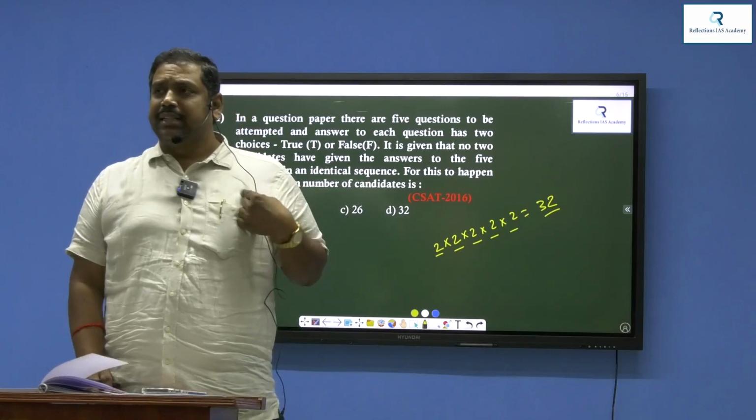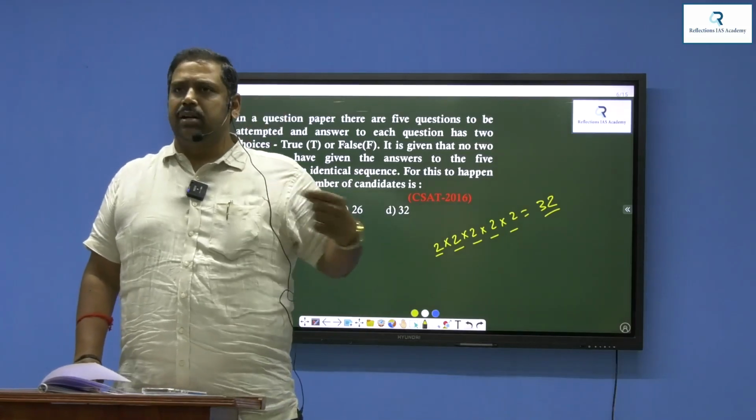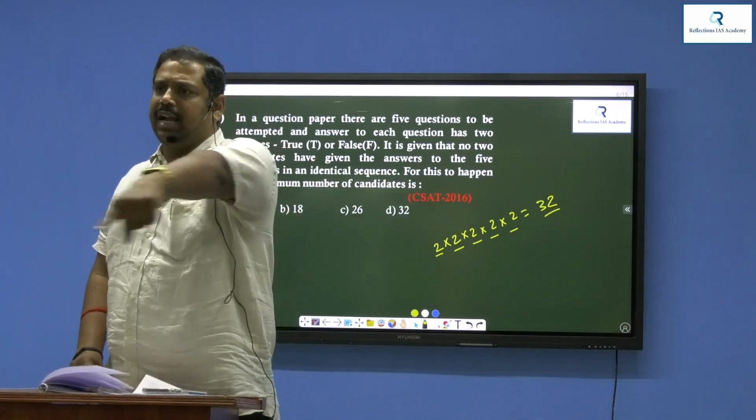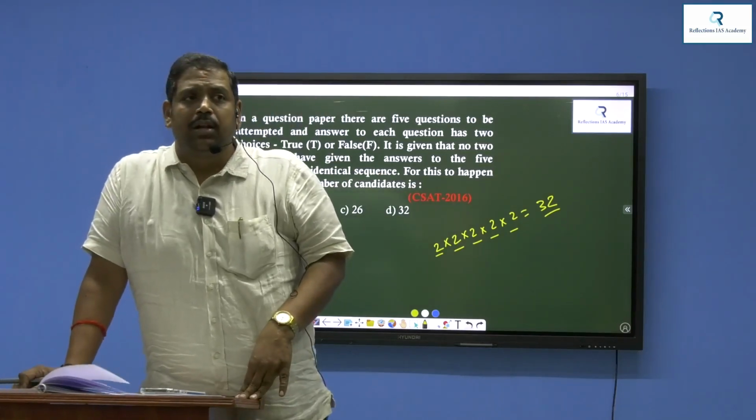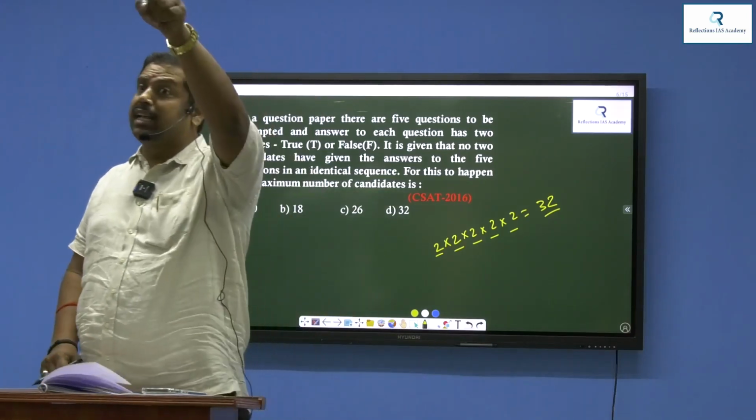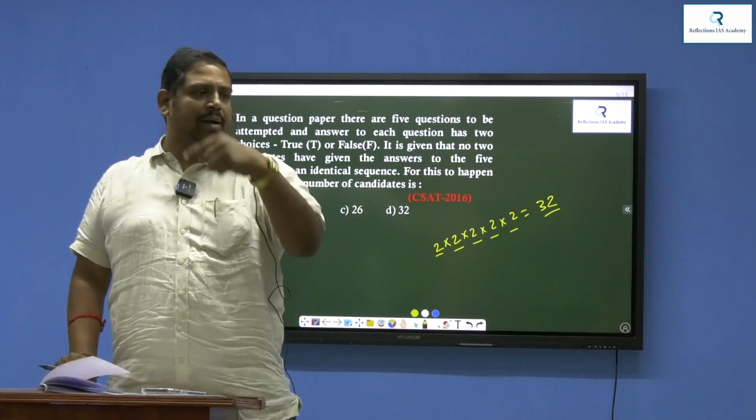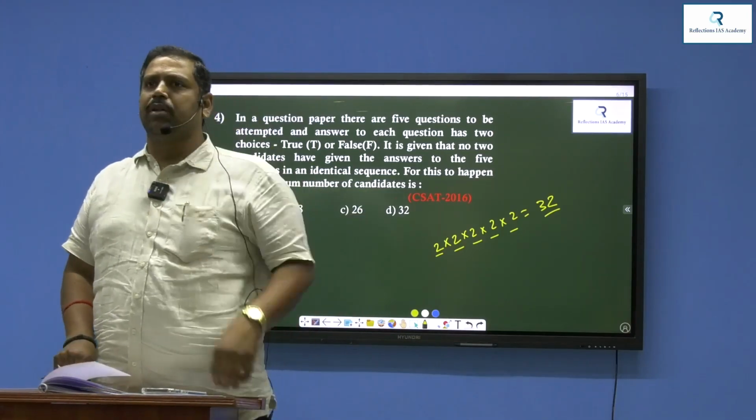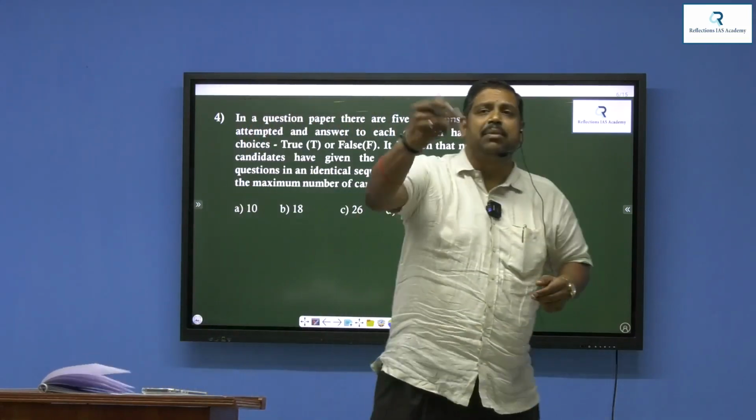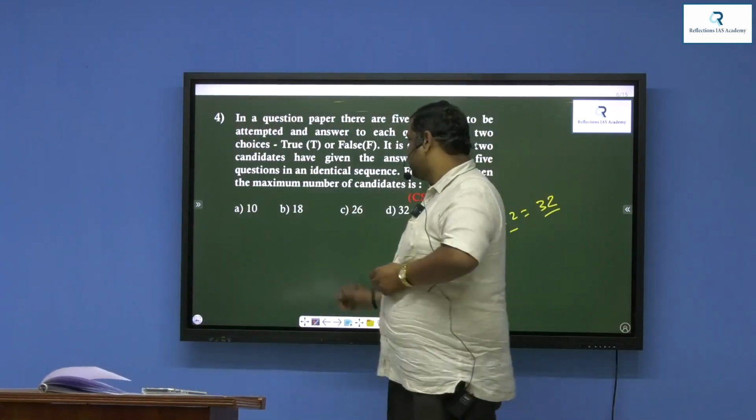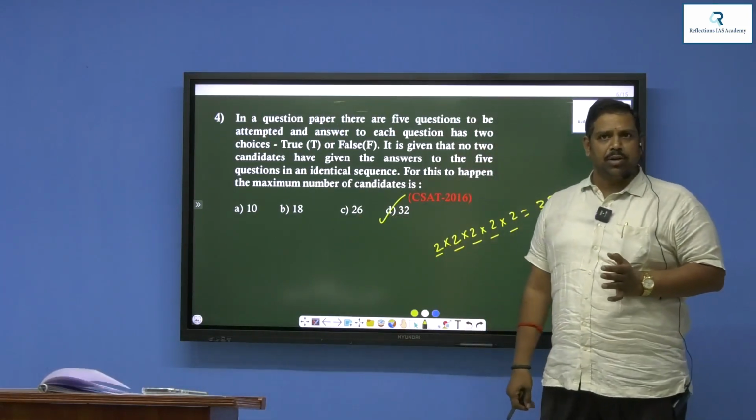32 different ways. 32 different ways means, in those 32 ways, I will write one, she will write one, she will write one. Like that we will all distribute. Maximum how many members can distribute? 32 members. Suppose if the 33rd person comes, whatever he answers, that will definitely be identical to any of the 32 members. Yes or no? Okay. For no repetition of a similar pattern, how many members can write the examination at maximum? 32. So what is the answer? D is the answer. Understand the question?